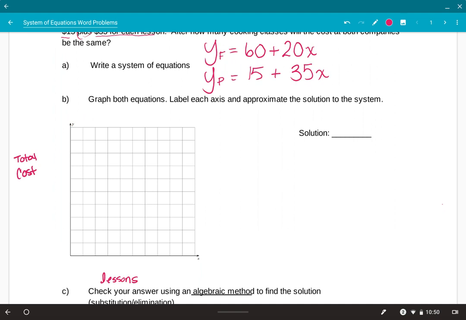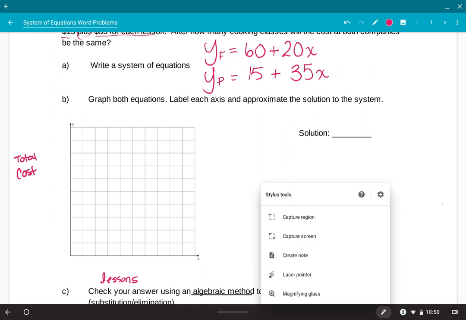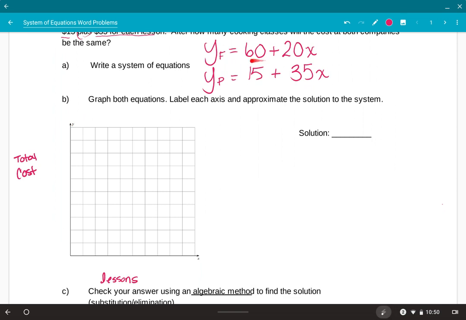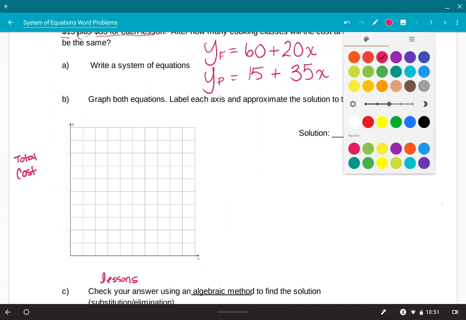Now, normally we could easily graph an equation. So if we're talking about the first one, we could graph it at 60, then go up 20 to the right one. But 35, and the other one we'd go up 35 over 1, but that makes it a little bit difficult when we don't have numbers here. So what we're going to do is make an X and Y table, okay?